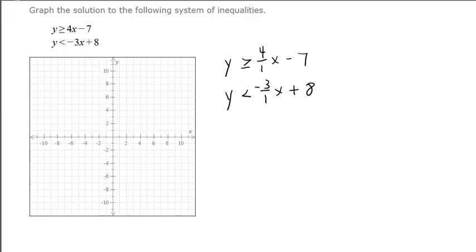So I start with graphing y is greater than or equal to 4 over 1x minus 7. So my y-intercept is negative 7. My slope is 4 over 1. So from my y-intercept, I rise 4 and run 1. Now keep in mind, it's important to use the correct line in connecting these points. Since y is greater than or equal to, I would connect these points with a solid line.